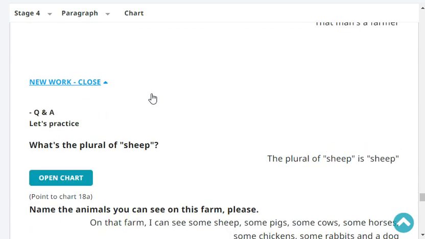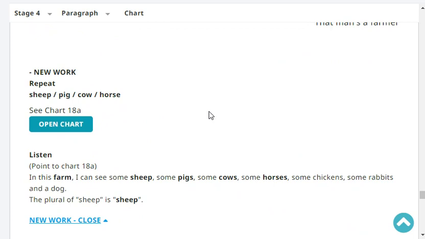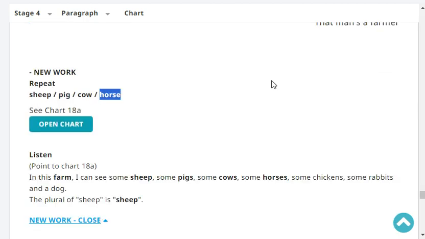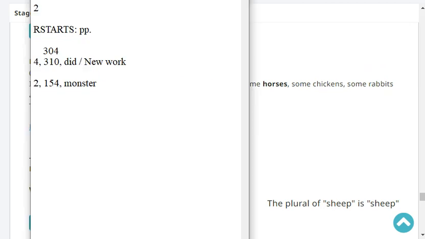Okay, next. Sheep, pig, cow, horse. In this farm, I can see some sheep, some pigs, some cows, some horses, some chickens, some rabbits, and a dog. The plural of sheep is sheep. Okay, so let's practice. What's the plural of sheep? The plural of sheep is sheep.